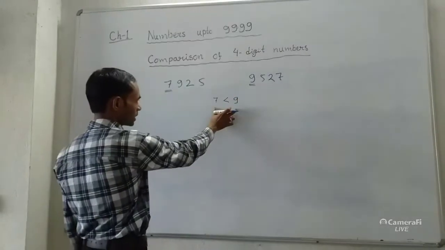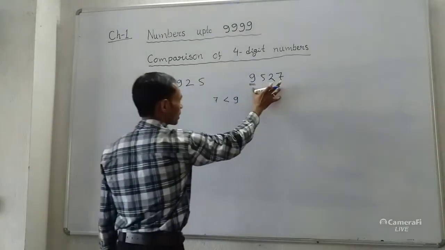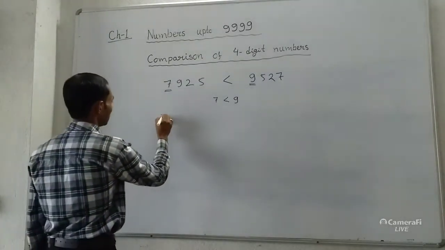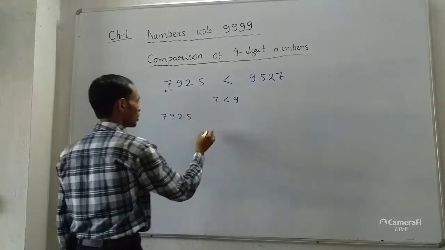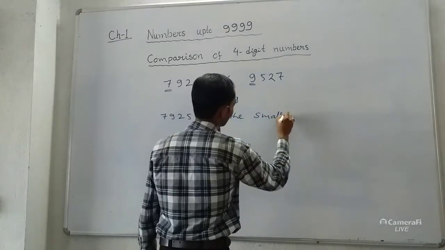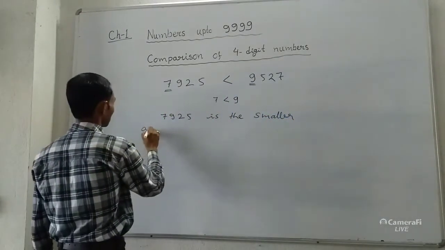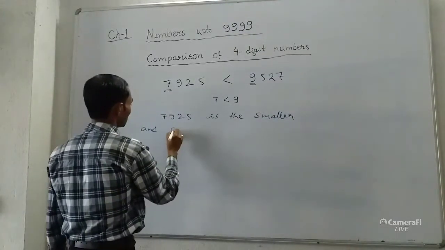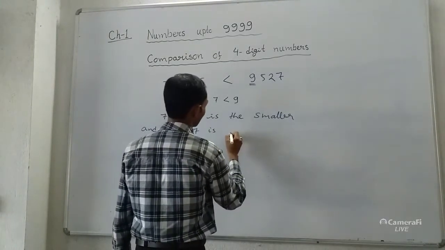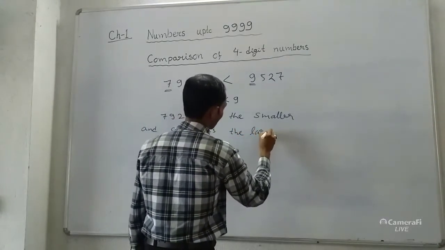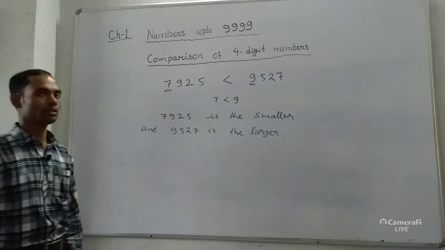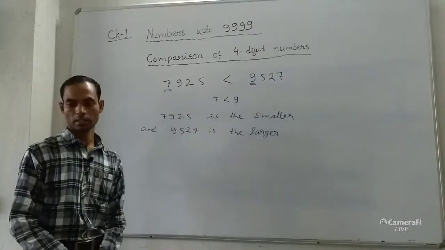So from this comparison we can say that this number is smaller than this number, that sign is fit for it. So 7925 becomes the smaller one, and this number becomes the larger one. 9527 is larger. So we have compared these two numbers and decided which one is smaller and which one is larger.